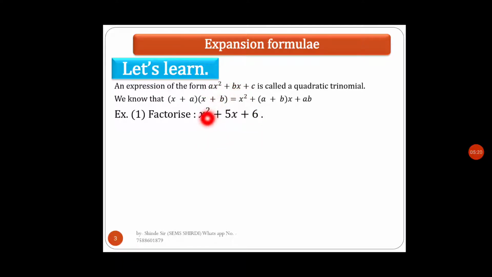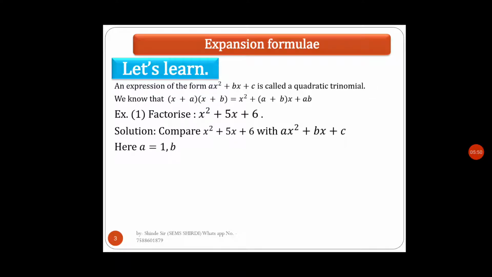We compare to find the factors of this quadratic trinomial. We compare x square plus 5x plus 6 with ax square plus bx plus c. Here a is the multiplier of x square, b is the multiplier of x, and c is a constant. The multiplier of x square is 1, so a is equal to 1; the multiplier of x is 5, so b is equal to 5, and c is equal to 6. c is a constant.